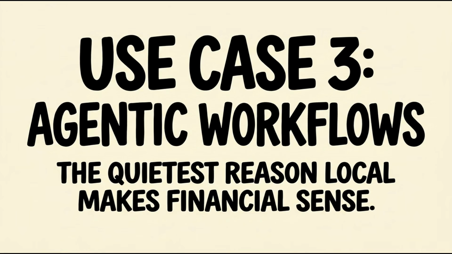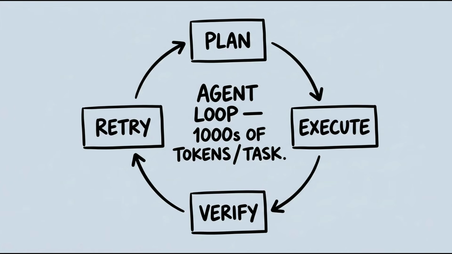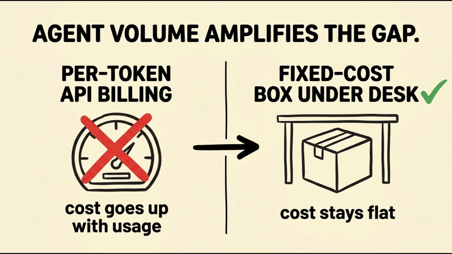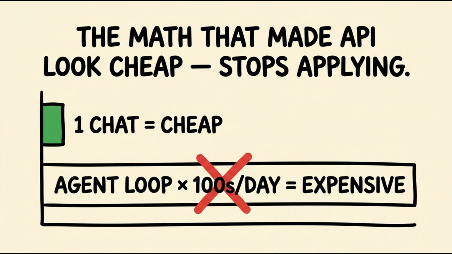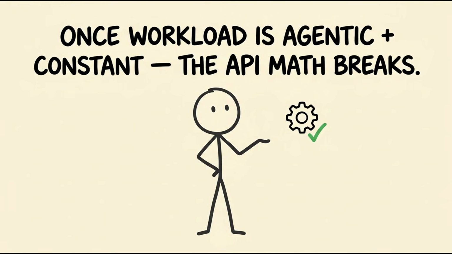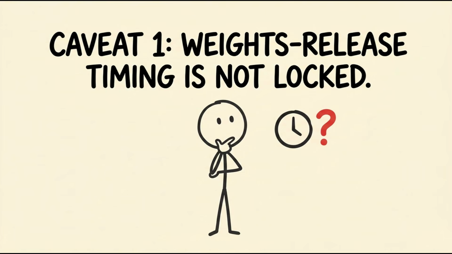A single-turn chat query generates a few hundred tokens. A multi-step agent loop, plan, execute, verify, retry, generates thousands, sometimes tens of thousands, per task. That token volume is exactly what amplifies the gap between per-token API billing and a fixed-cost box sitting under your desk. If you're running LangGraph, CrewAI, or a custom tool calling loop against Kimi dozens of times a day, the math that made API access look cheap for a single chat conversation stops applying once the workload is agentic and constant.